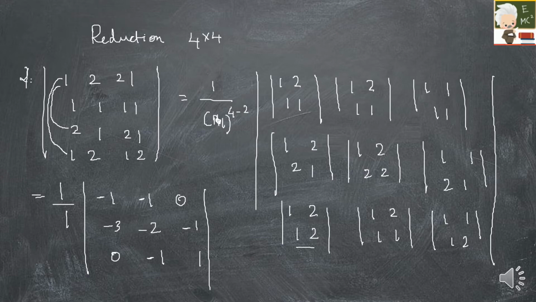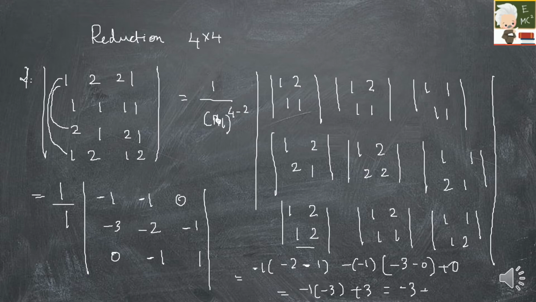Now I have to take the determinant of this. It will be minus 1 into minus 2; minus of minus becomes plus, and then again you have a minus, so minus 1, minus of minus 1 becomes plus 1. Let me write minus 1 itself into the determinant of this, which is minus 3 minus 0, and the last term will be 0. So finally you have minus 1 into minus 3 plus 3, which is equal to 0. So this is your determinant.